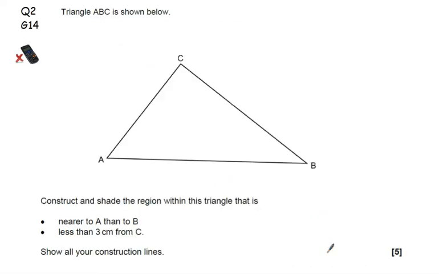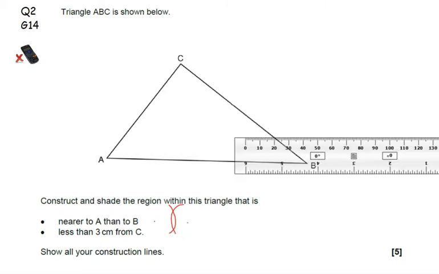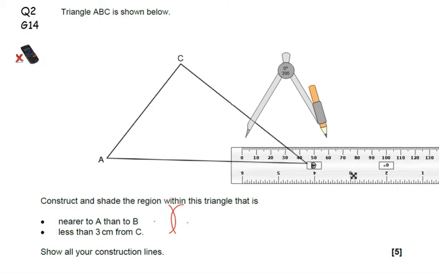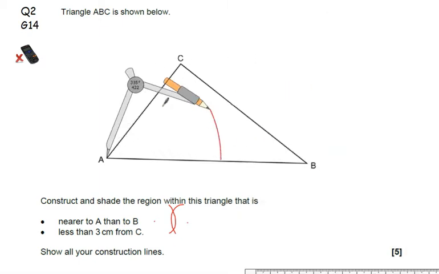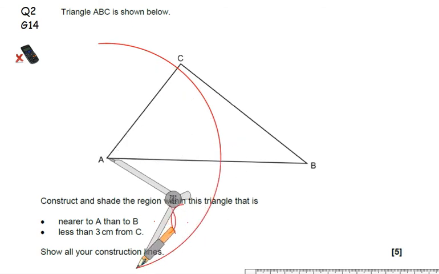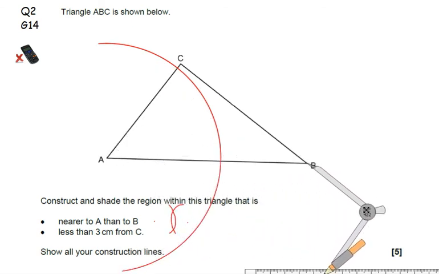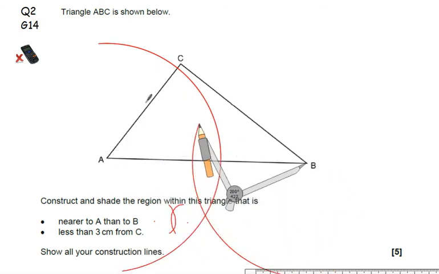Construct and shade the region within this triangle that is nearer to A than to B. So I'm going to bisect, there's A, there's B. I'm going to bisect that. Take out my ruler, I'm going to need that, and take out my compass. So you open your compass more than halfway on this side and do the same again.